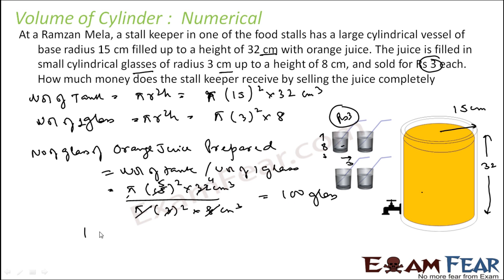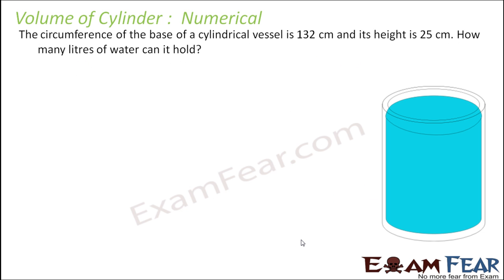Right? So 1 glass he sells for 3 rupees. 100 glasses he will sell for how many? 300 rupees. So 300 rupees is the amount of money he will make by selling one big full tank of orange juice. Okay.